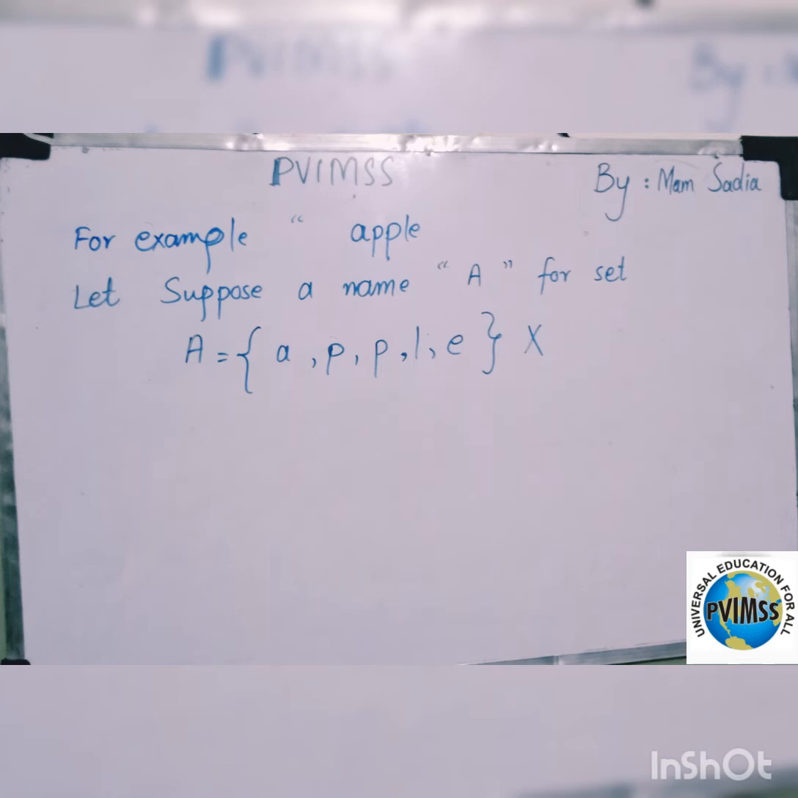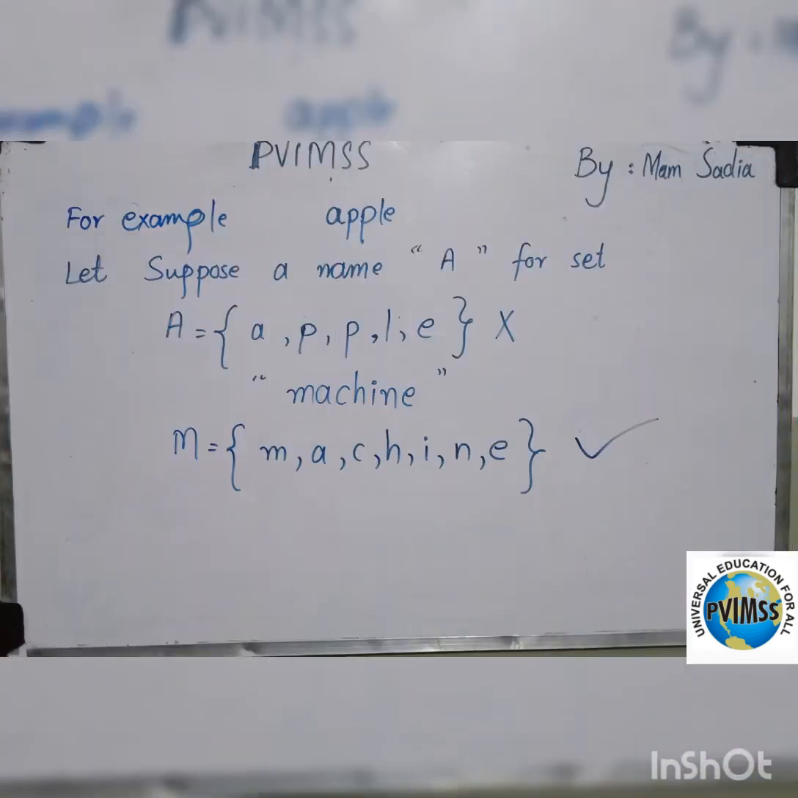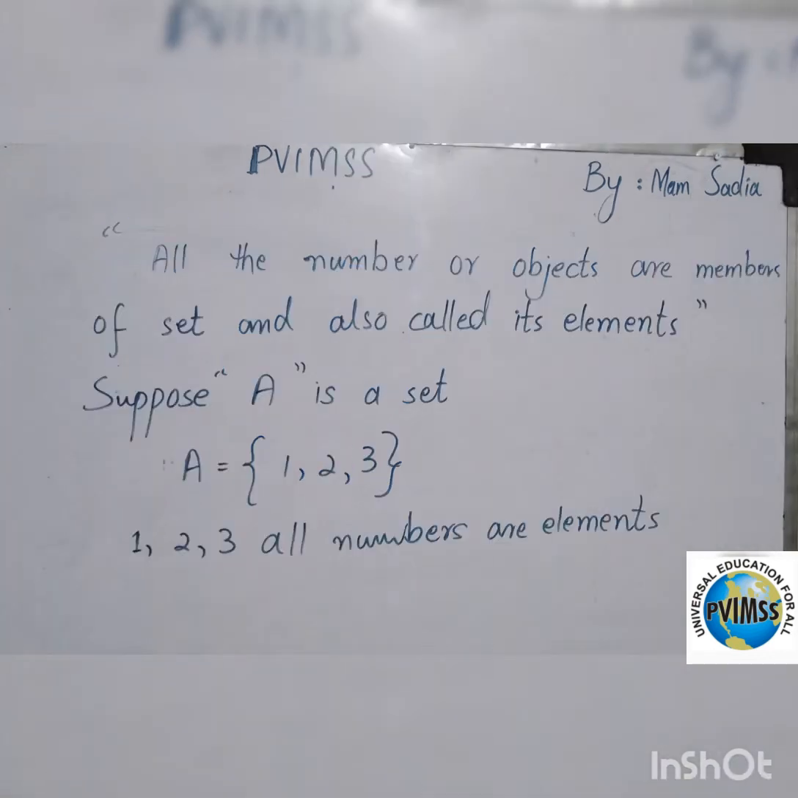Let's take another example of the word machine. How will we write this word? Again, suppose a name. Let's suppose M is the name of a set. You can see we have written this word and each member of this word or this set should be written separately with the commas in between and none of the elements is repeating, so it is a set. So both of the conditions are satisfied in this set.